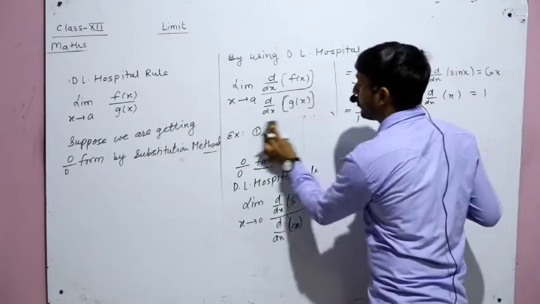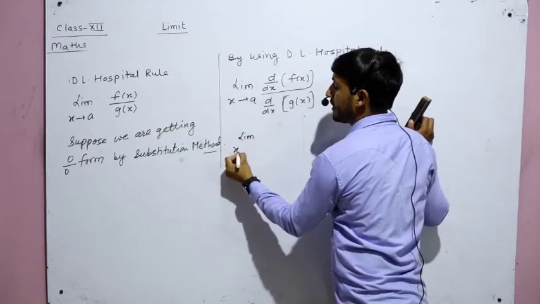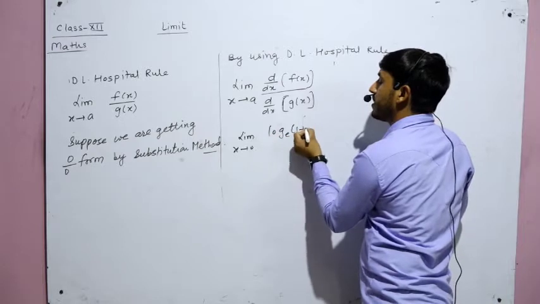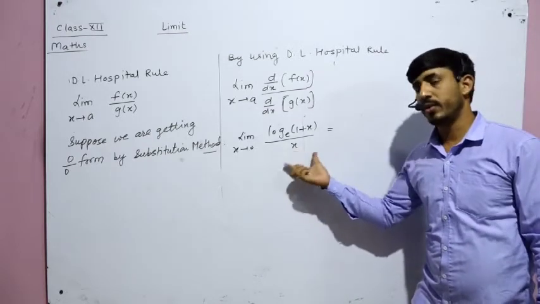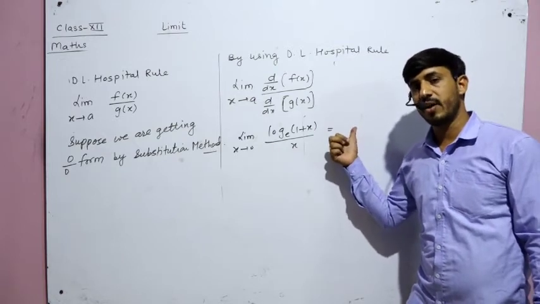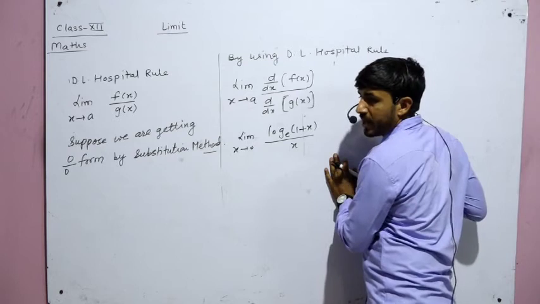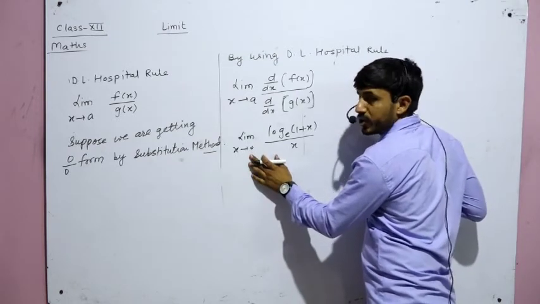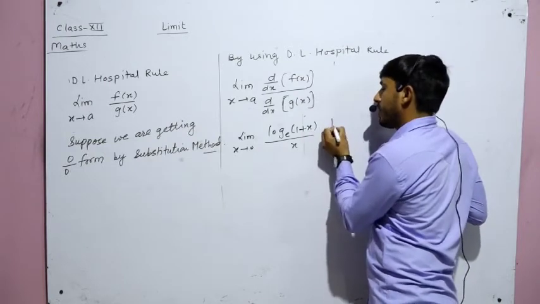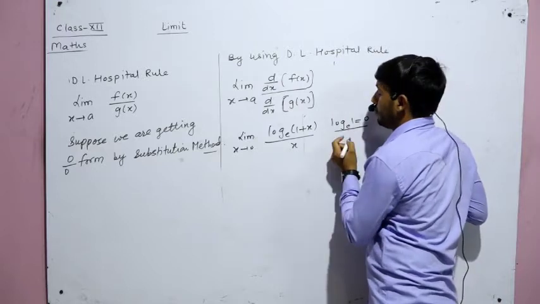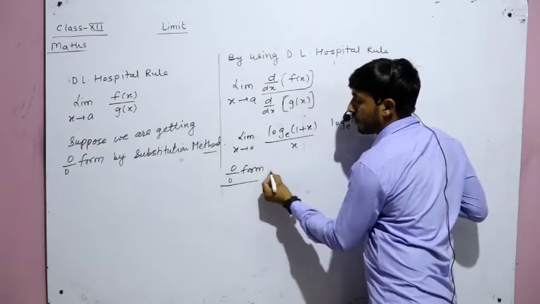Next example: suppose we are going to find the limit x tends to 0 of log e of (1 plus x) divided by x. As we know, the standard limit obtained from the expansion method has the value 1. But how will we use L'Hospital rule? First think, what is the indeterminate form obtained by substitution? Substituting 0 in place of x, we have log e of (1 plus 0), which is log 1, and log 1 is equal to 0. We have to remember that log e of 1 is equal to 0, and upon 0, so it is 0/0 form.